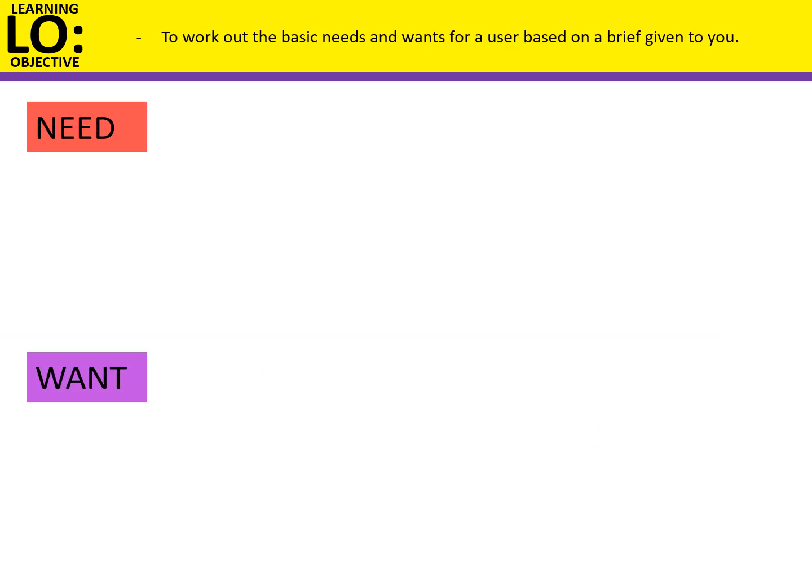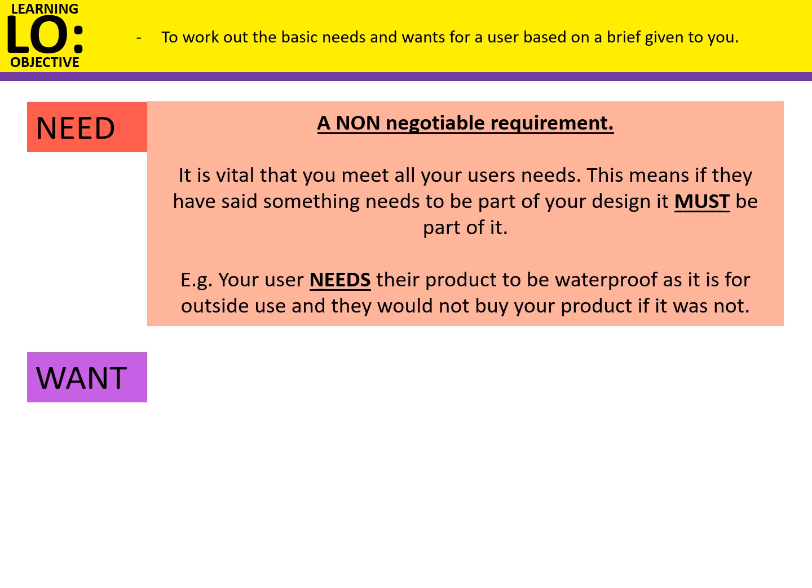sense. Now, there's a reason that we say wants and needs table. A want and a need are different things. A need is a non-negotiable requirement. That means it's vital that you're meeting all of these needs. If they said something needs to be a part of your design, it must be a part of it. So for example, if your user needs their product to be waterproof as it's for outside use, they wouldn't buy your product if it was going to fall apart. So it needs to be waterproof.